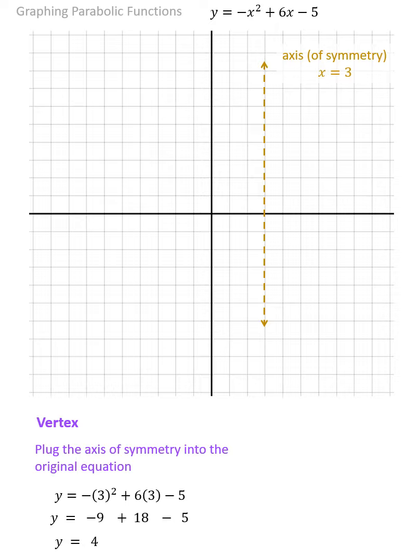But the bigger picture is, what does the 4 mean? Well, it means that my vertex, which is on the axis of symmetry, by the way, has a y coordinate of 4. So what have I just discovered? One, I know that the vertex is always on the axis of symmetry. But if it has a y-coordinate of 4, then wouldn't it be the point (3, 4)?